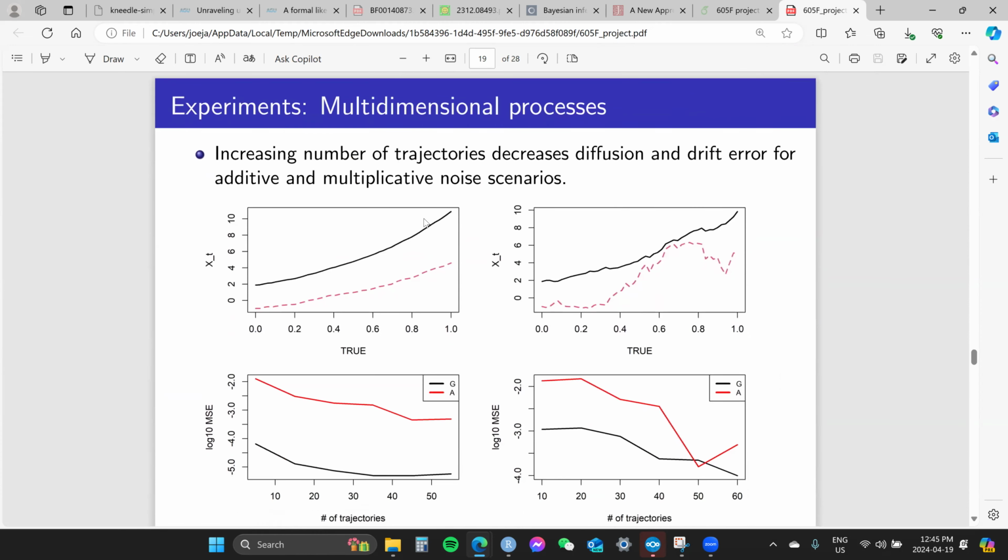So here we're just recreating the experiments of Wang. On the left-hand side, we have the additive noise case, and you see a realization of one trajectory of the 2D process here. And on the bottom here, we have the errors of both A and G going to 0 as we increase the number of trajectories. Before we only had one trajectory in the Pavliotis case, but now we're increasing the number of trajectories and we find that both of these can go to 0.